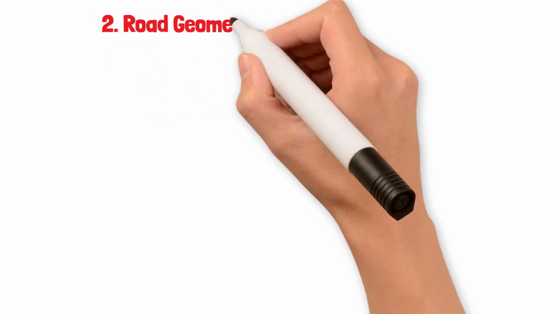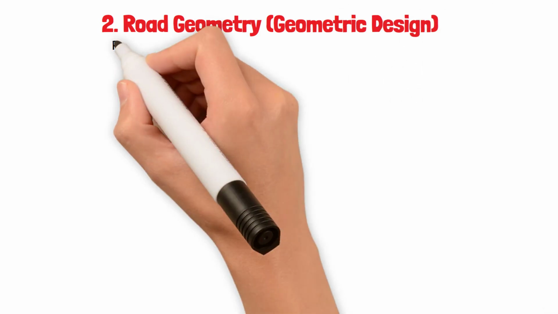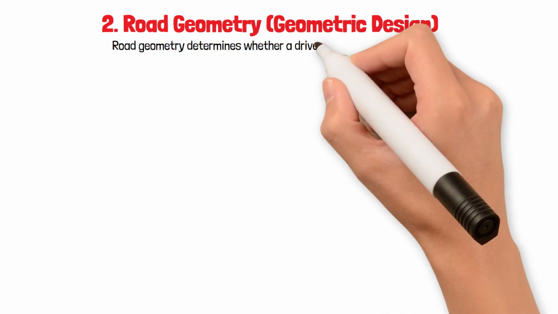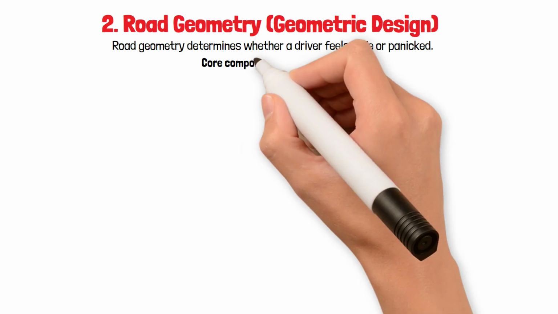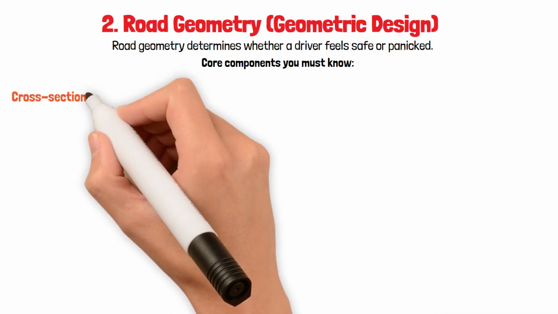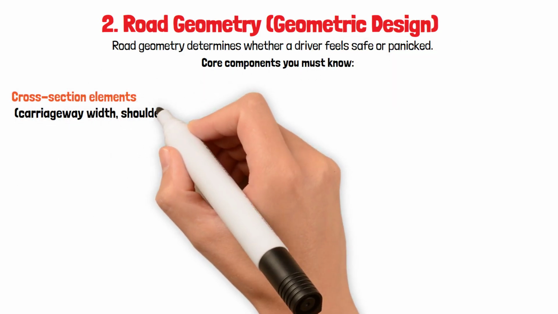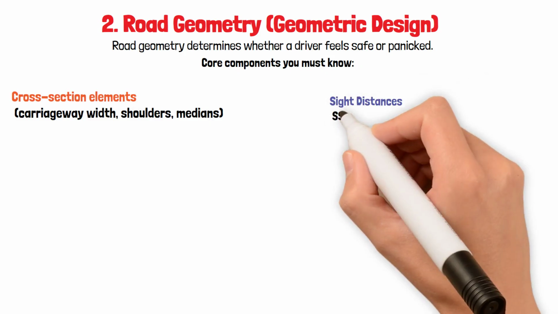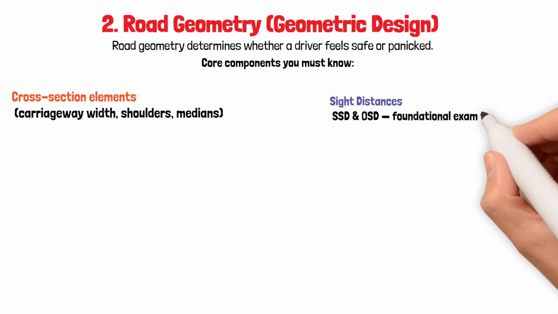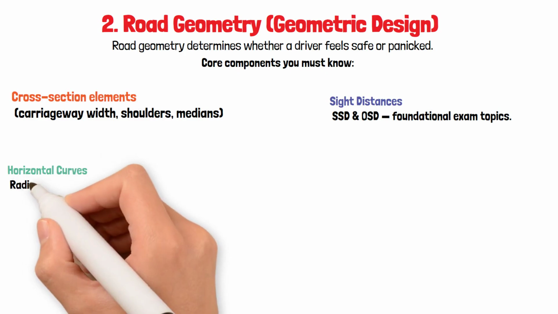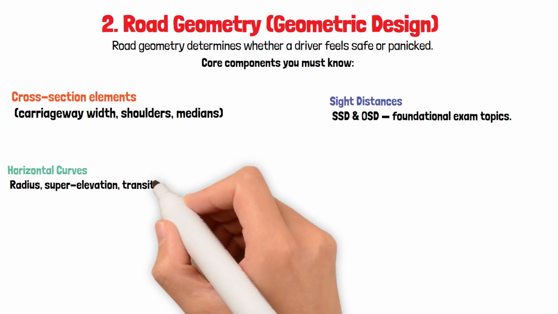2. Road geometry, geometric design. Road geometry determines whether a driver feels safe or panicked. Core components you must know: cross-section elements, carriageway width, shoulders, medians. Sight distances, SSD and OSD, foundational exam topics. Horizontal curves: radius, superelevation, transition curves.